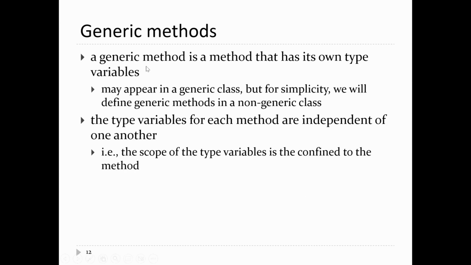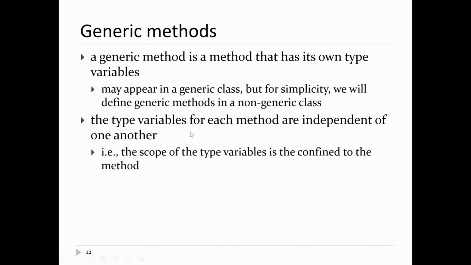Right? So a generic method is a method that has its own type parameters. These don't have to be the same as the generic parameters of the generic type variables that the class has. So you can have a generic method inside of a generic class. For the sake of simplicity, I'm not going to do that because you end up with these types flying around all over the place. So I'm going to make it simple. We'll create some generic methods inside of a non-generic class.